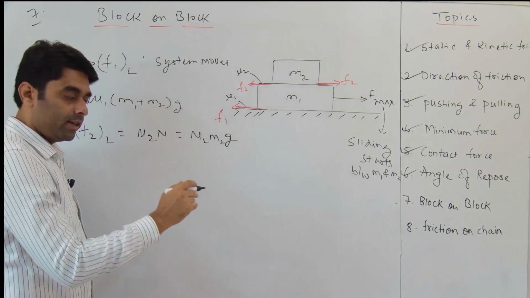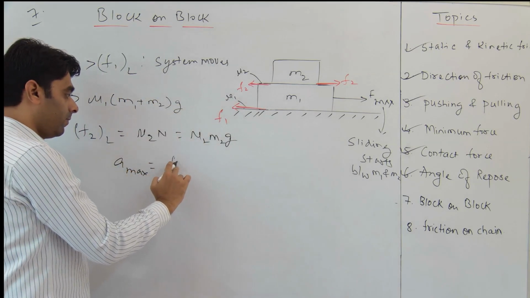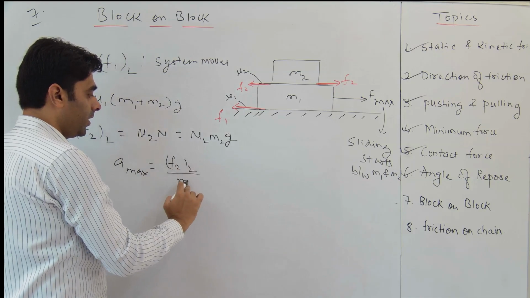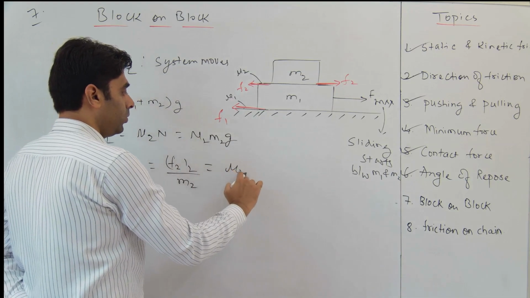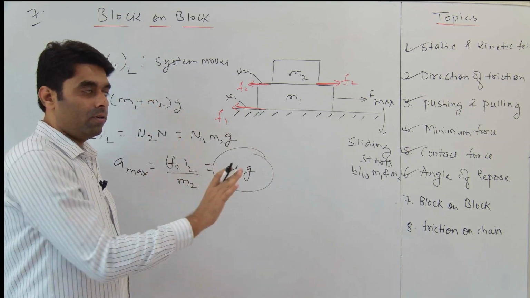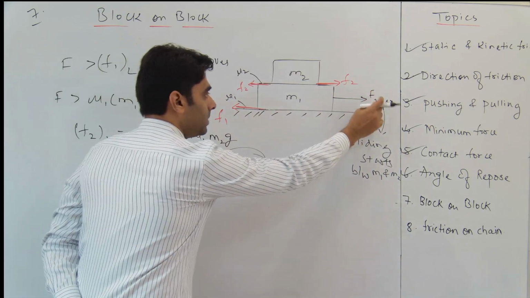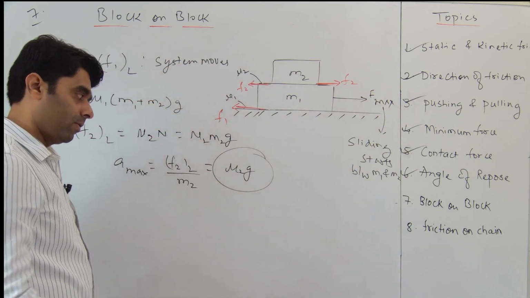So the maximum acceleration of your m2 will be friction limiting divided by your m2. How much are we getting? Mu2 into g. That means till this value of acceleration, both of them will move together. Can we calculate the maximum force using this acceleration? Find out. Let us see.